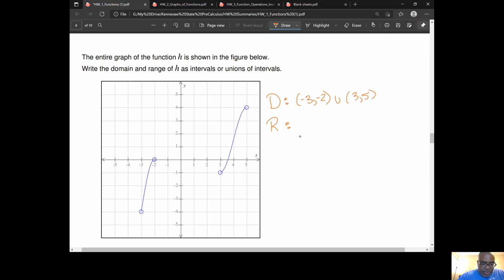The range, we do the same thing, only with the y values. So negative 4, and then you see how it crosses here? That means that the range doesn't break. There is a value there. So it doesn't break from negative 4 to positive 4. Because once I get to negative 4, my function is defined at every y value up to positive 4. So if it's defined there, that means that it is in the range. Go up and down.